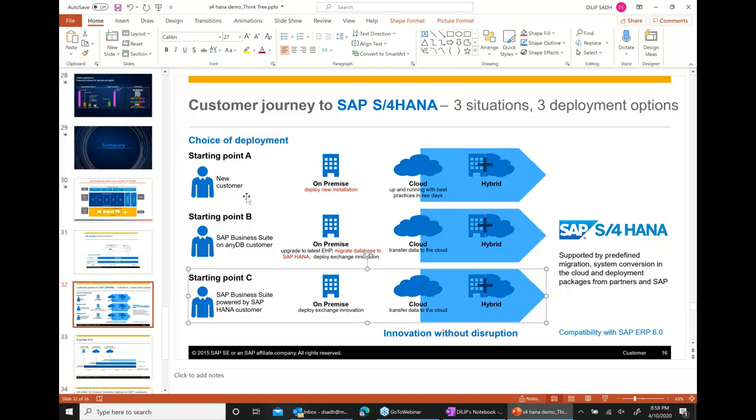So starting A, starting B, starting C, you can start from any point. If you are a new customer, it is a new installation. If you are already an SAP customer, but you're using Oracle or any other database, then you can do database migration. If you're using SAP on a HANA database, then you can do exchange. In most cases though, when people use SAP S/4HANA, normally it is not a database migration. Normally it is a new implementation. That's what normally happens.